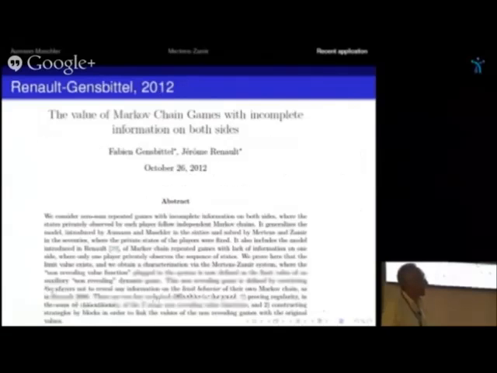and appears here in the differential equation that plays. And finally, just a seminar that I missed last Sunday. Here is another generalization of the Mertens-Zamir 71 result by Jérôme Renault, who is sitting here, with co-authors. I think a very nice generalization is that the type of a player is not fixed, but moves according to a Markov chain.